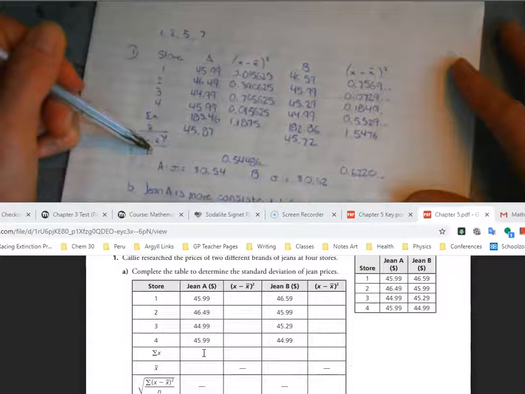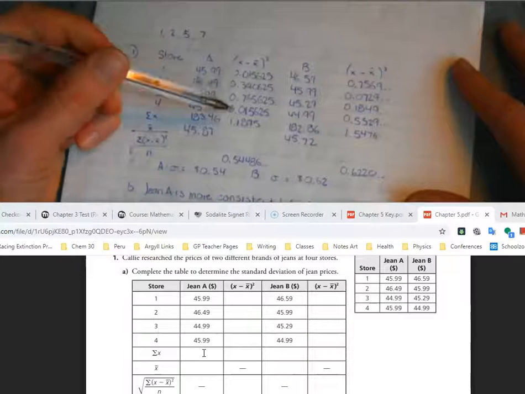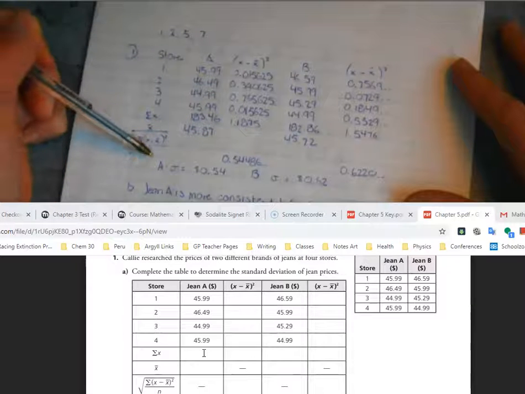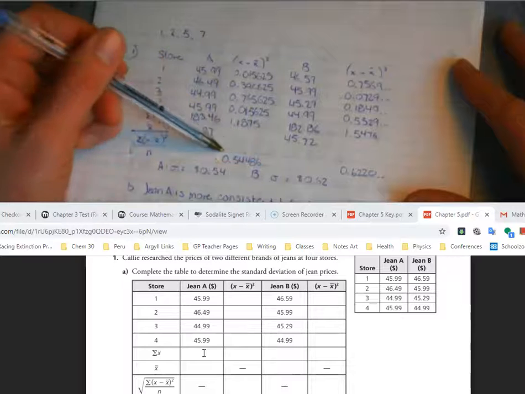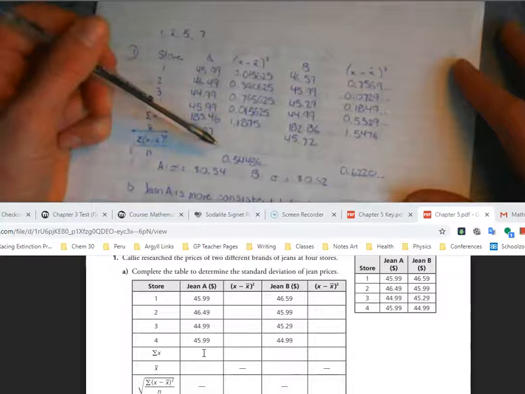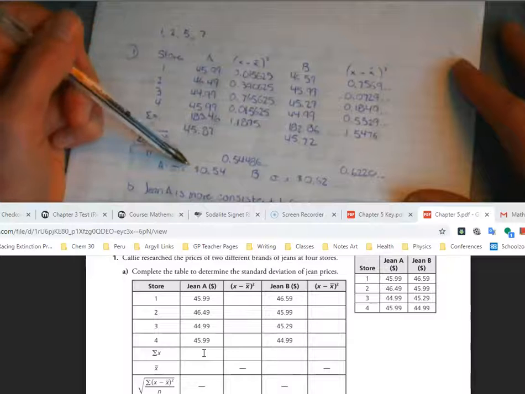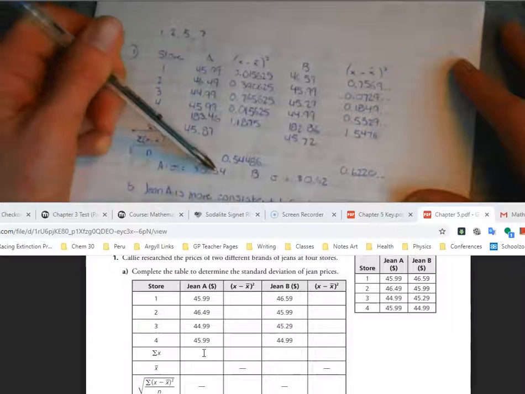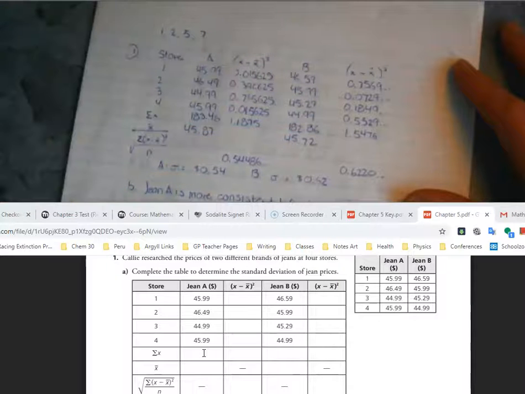It's going to be 1.1875 divided by n. N is the number of data values you had. So we had 1, 2, 3, 4 again. So we're going to divide the 1.1875 by 4, and that's going to give me 0.54486. Again, this is an extended decimal because I haven't rounded off. What that's telling me is that the standard deviation is 54 cents. If I round it off now, I can round it because that's my final answer. And then I did the exact same thing for jeans B.